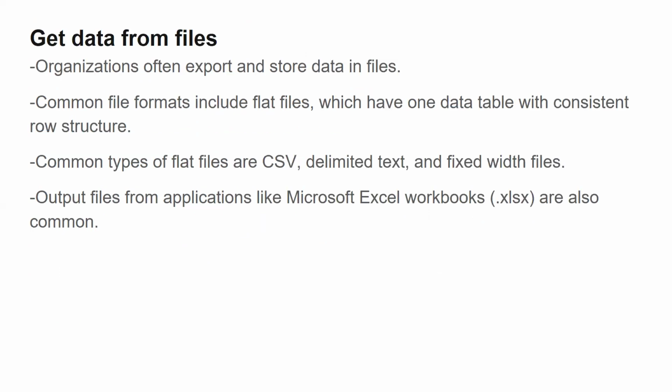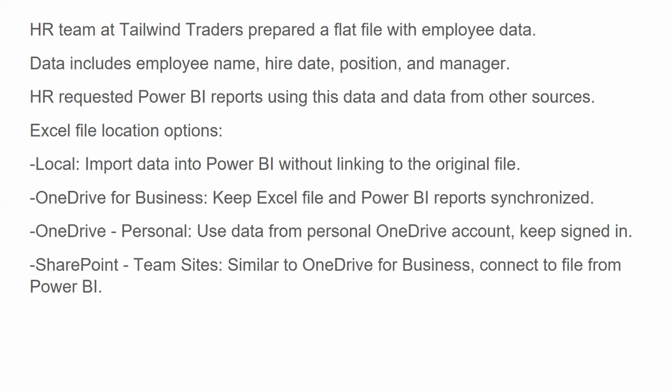Then get data from files. That is, organizations often export and store data in files. So common file formats include flat files, which are files with consistent row structure, right? So common types of flat files are comma separated files, delimited text and fixed width. So output files from applications like Microsoft Excel workbooks are also common, right?